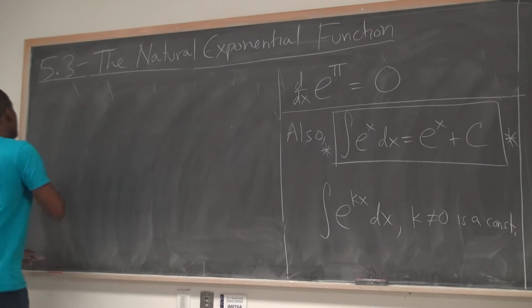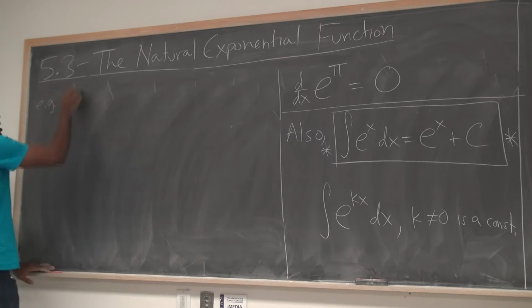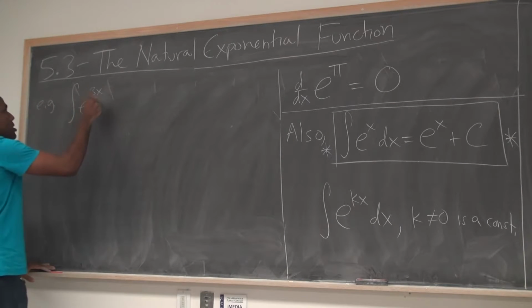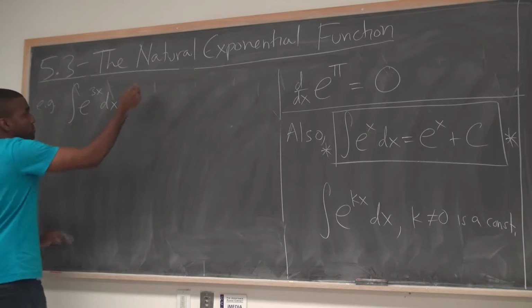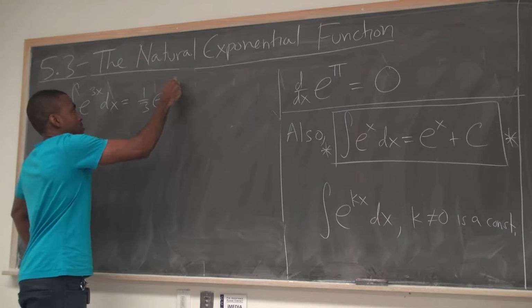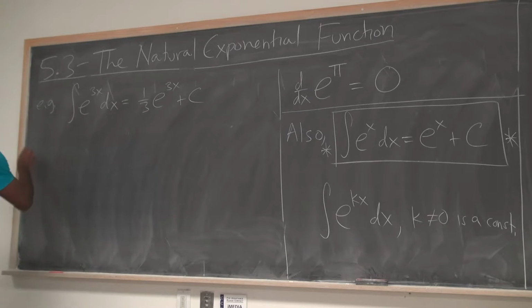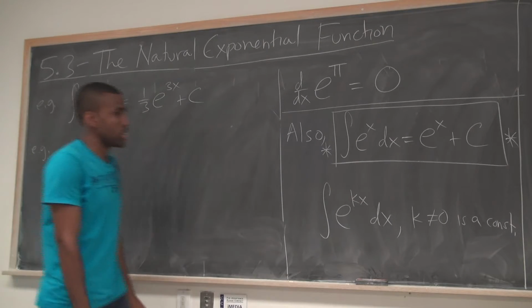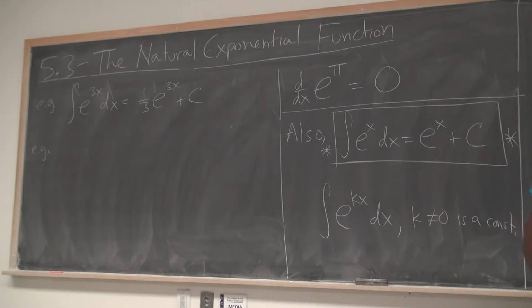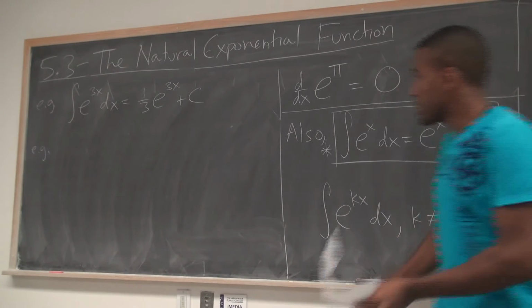Okay, so let's do some examples. Integral of e to the 3x dx. It's 1 over 3. Nothing to do there, right? So you shouldn't have to do a u substitution. You just know it's 1 over 3, e to the 3x. Did I? Please tell me I did something more complicated.